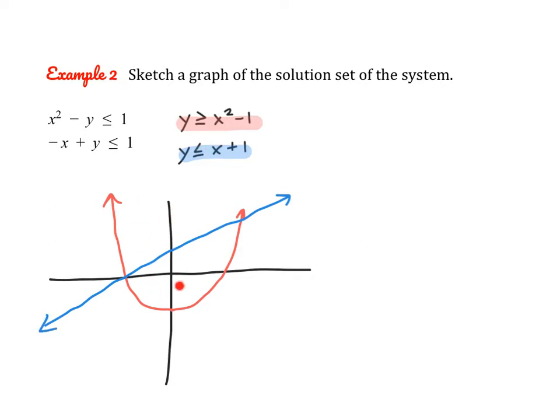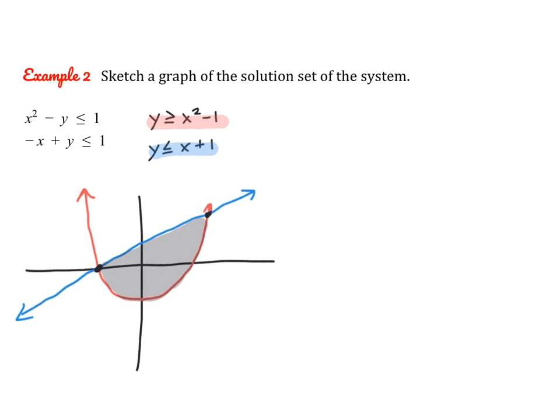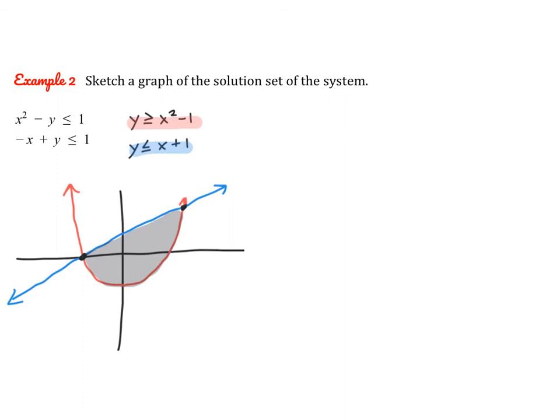So everything above the red and below the blue that overlaps would be in this region right here. So this is our solution set. Now we're going to need to find these two coordinates. Maybe you can tell if you've graphed it really accurately, but we can solve it algebraically. So now we're imagining these are equations.